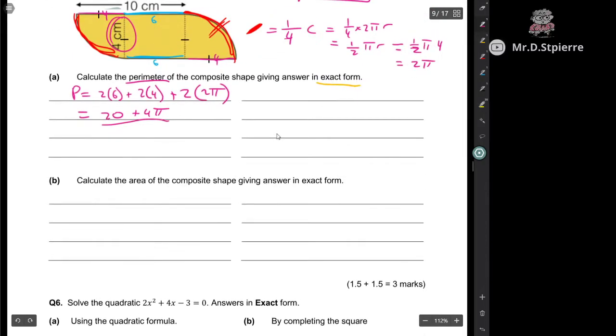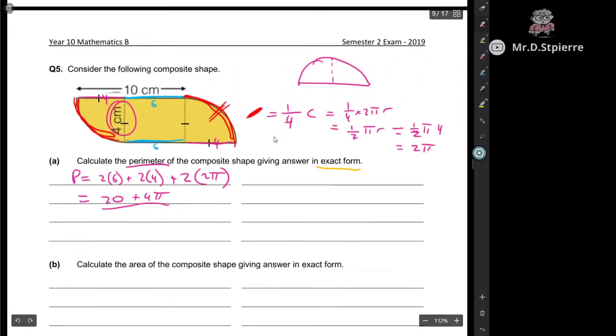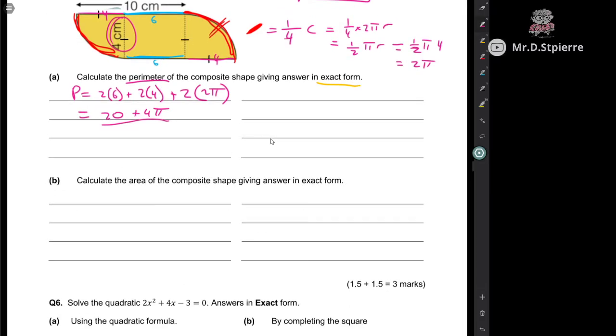Right, part B: calculate the area of the composite shape, giving the answer in exact form again. So we need to have the final answer with pi in it again. So the area is equal to, like I said, that's a terrible shape, one part of the circle plus the middle rectangle plus the other quarter of the circle.